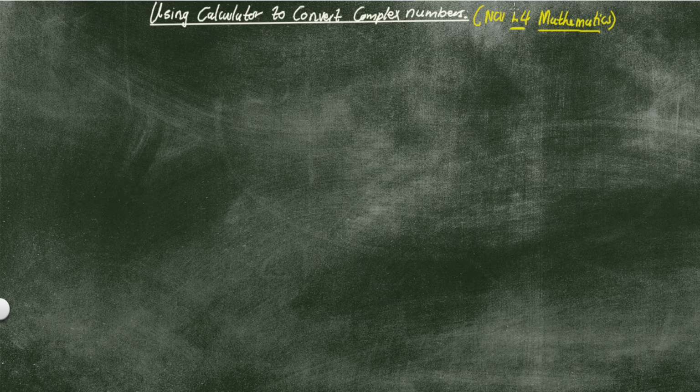So learning how to use your calculator to convert complex numbers becomes useful when doing calculations, more especially involving de Moivre's theorem. Now just a little bit of theory here. We have two forms of complex numbers, isn't it?